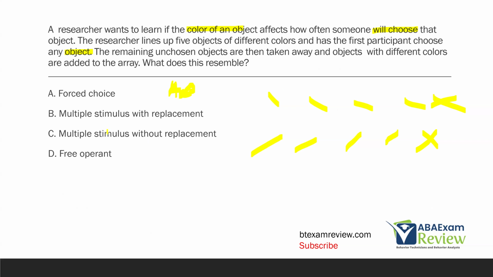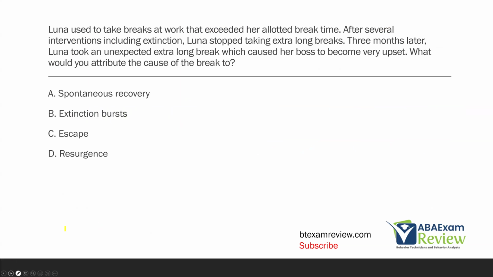So really, we have to decide between a multiple stimulus with replacement and without. Well, just ask yourself, did you replace anything? And we did. We replaced the objects that weren't chosen with new objects. So B looks like our answer. It's not going to be C, because if it was C, the chosen item isn't replaced. And then D, free operant. Free operant is when we're just observing, right? It's much more naturalistic. This is very contrived. Our answer we're looking for is a multiple stimulus with replacement. We are replacing items in the array.